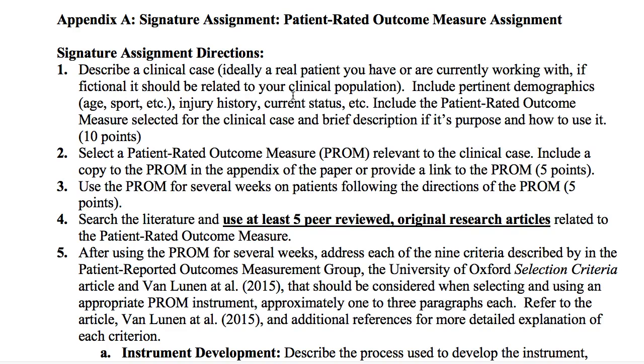Okay, so in your initial paper, you're going to provide a clinical case. Tell us about your patient or patients, what's their injury history, their current status, all those types of things. Include the PROM that you've selected for this clinical case and provide a brief description of that PROM, its purpose, and how to use it. We're going to go into more detail of that, so it just needs to be a summary of your PROM. What's the name? It's a 12-item closed-ended scale that was designed to do this, and you give it to them, and it's a brief description of how you use it.